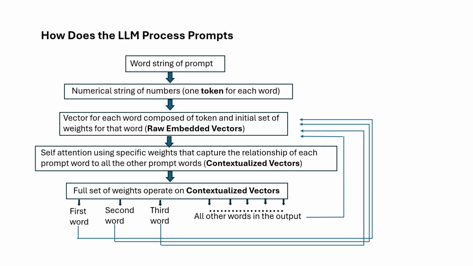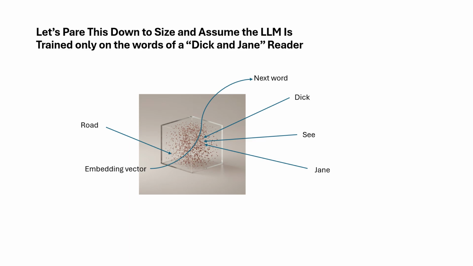Now that sounds fairly complicated, and when you get into the mathematics it is, but it's still that same idea of minimizing the error. So let's pare it down to size and assume that the LLM is trained only on the words of a Dick and Jane reader. If you remember those from kindergarten and first grade, 80 words in the reader. And let's say that's what the LLM was trained on. So the first thing we're going to have are tokens for each word. Certain words will be close together mathematically because they appear in the text close together. Other words will be further apart. We still have an embedding vector and the next word.